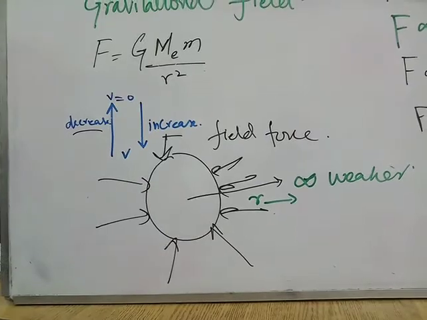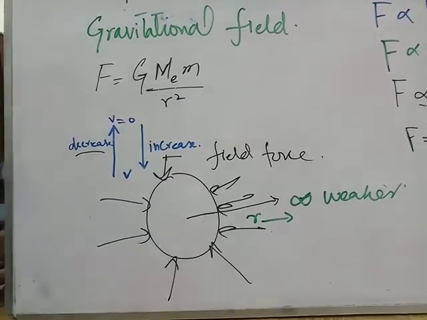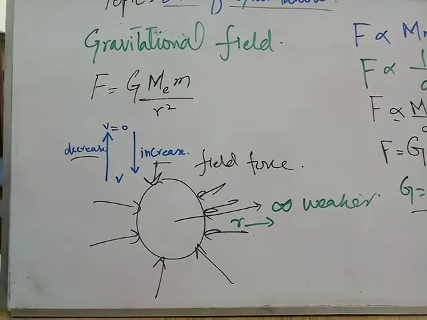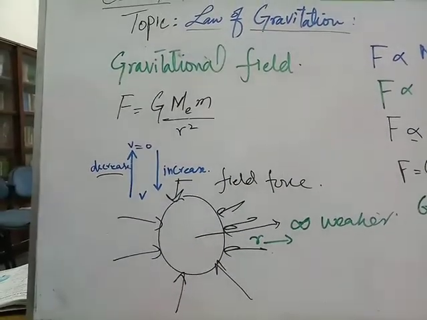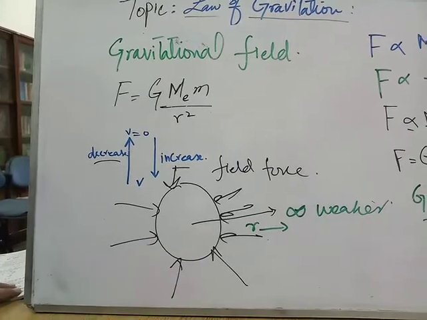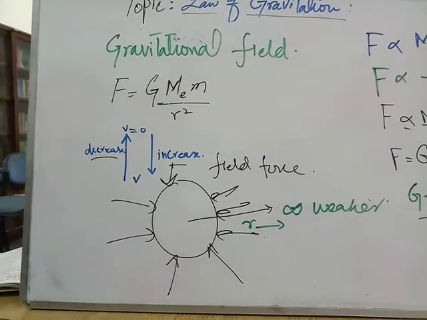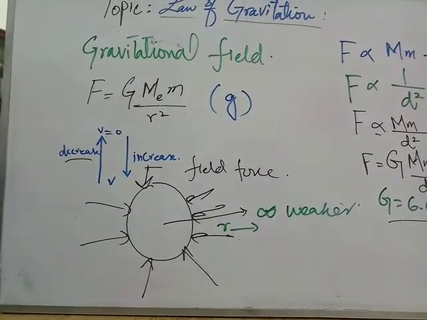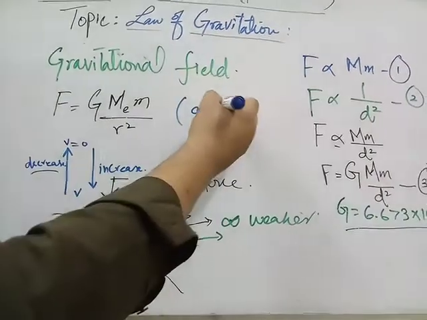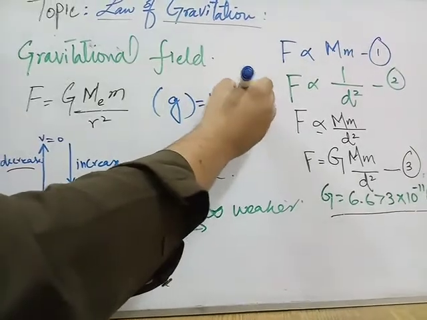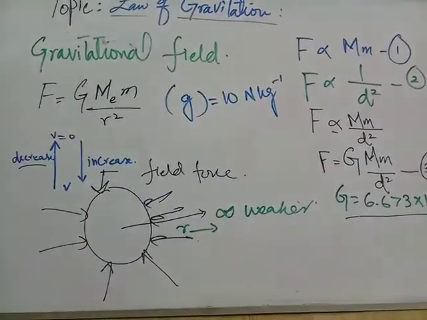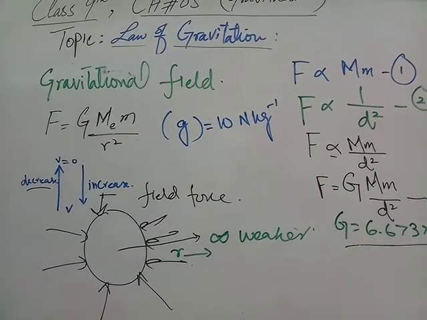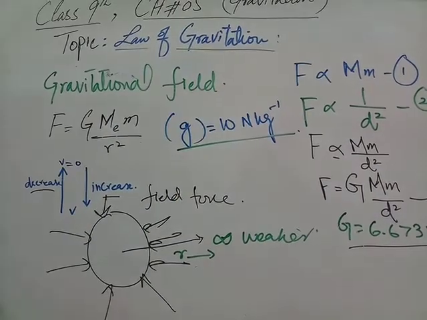In the gravitational field of the earth, the gravitational force per unit mass is the gravitational field strength of the earth. This means that at any place its value is equal to the value of small g at that point. Near the surface of the earth, the gravitational field strength is equal to 10 newtons per kg. We can write this in our numerical values.